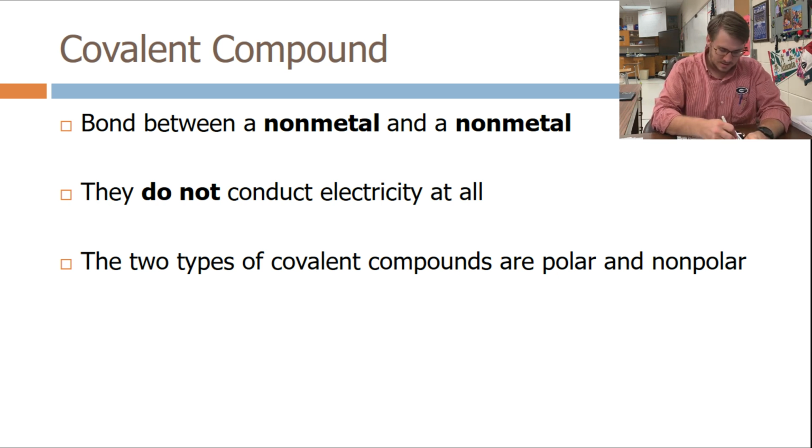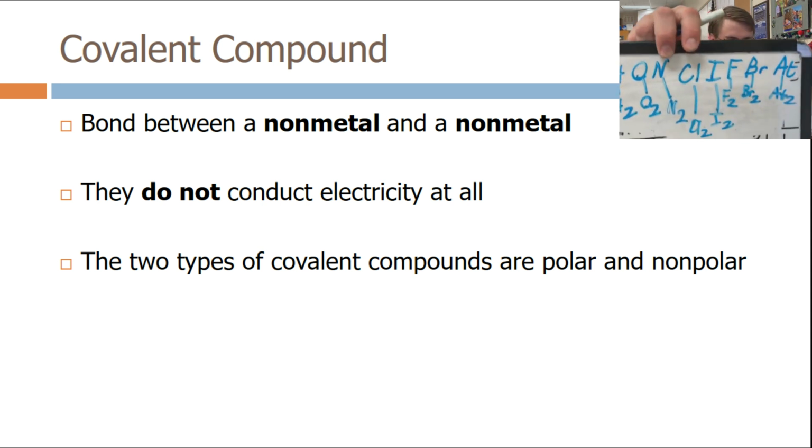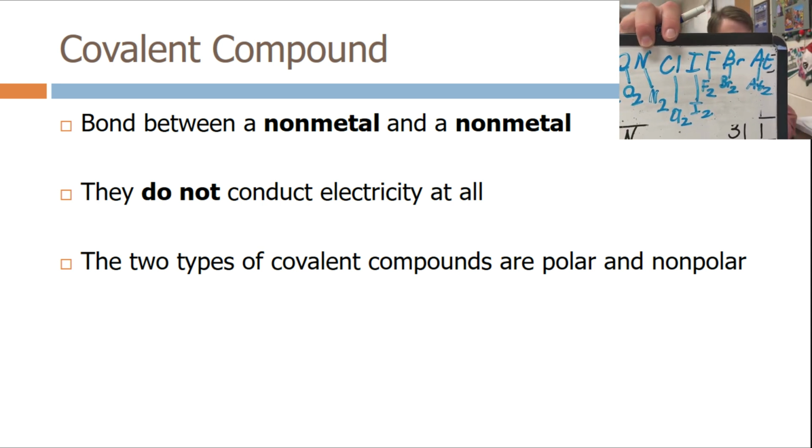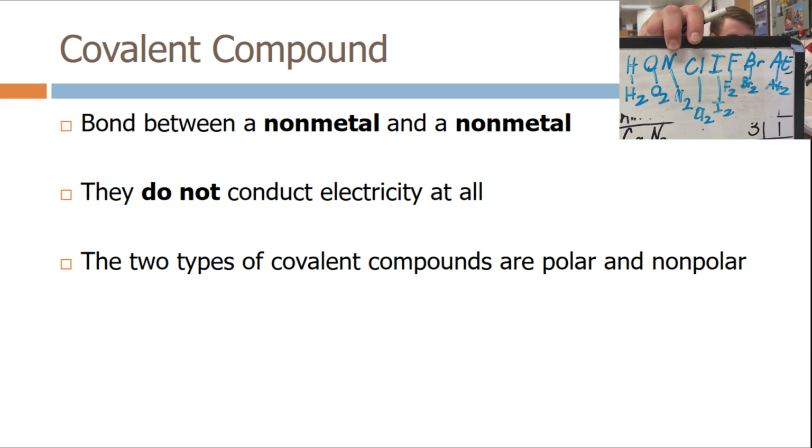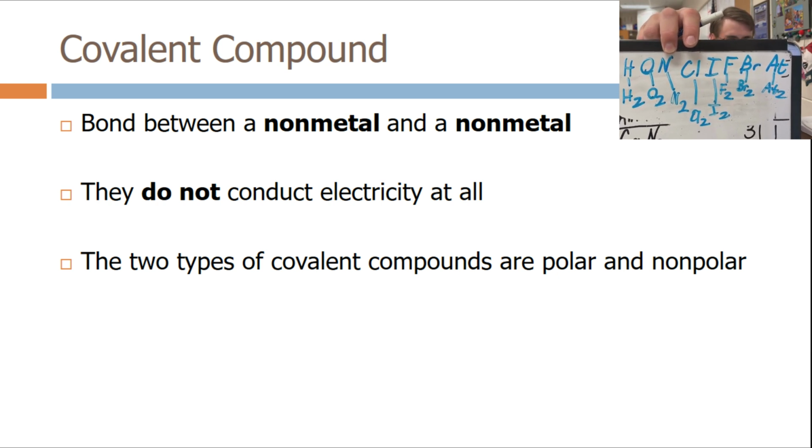So it's like H, O, N, Cl, I, F, Br, At. It's H2, O2, N2, Cl2, I2, F2, Br2, At2. So you should be able to see those right there. Any of those HON Cliff Brats, when I ask for their formulas, those are written as a diatomic molecule.